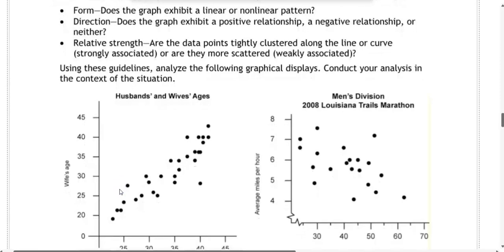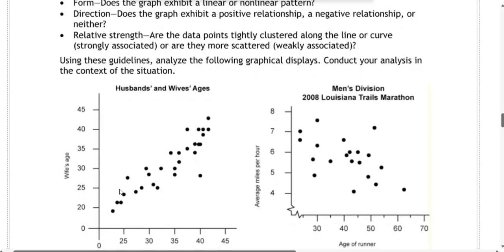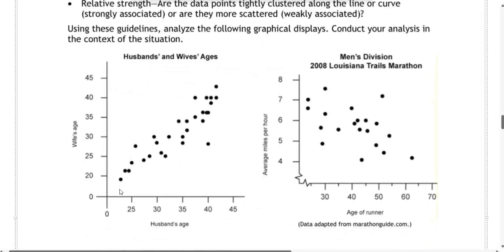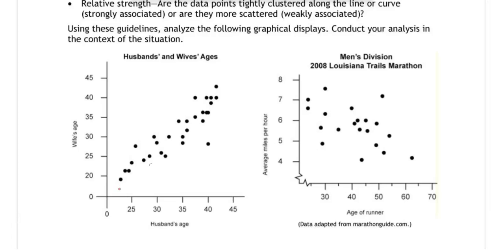Conduct your analysis in the context of this situation. So if I look at this first graph here, it says husbands' and wives' ages. Here we have our husbands' ages, and here we have the wives' ages. So it seems to be having a positive relationship, right? It looks like here we've got husbands in their 20s matching with wives in their 20s. Same thing here, 30s and 30s. So it's a bit more predictable.